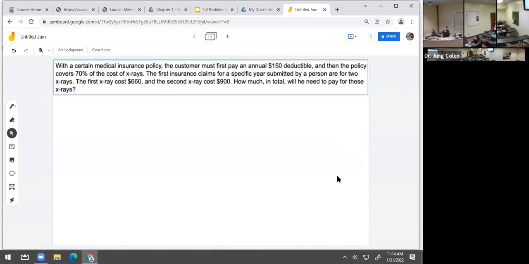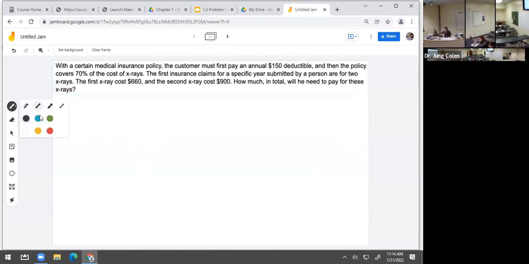Okay, so let's look on this board. With a certain medical insurance policy, if you didn't solve this problem yet in the homework, maybe it's a good time to look at this together. Even if you solved the problem on the homework, maybe it was a little bit confusing, right? So let's read it together and solve it together.